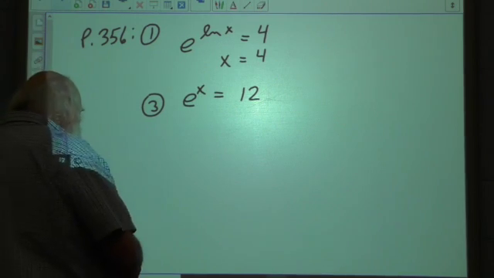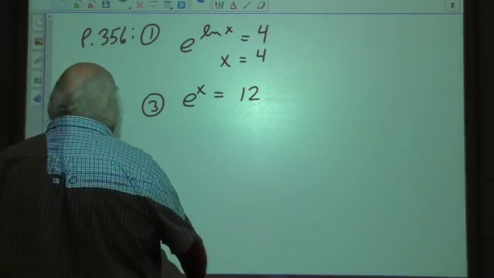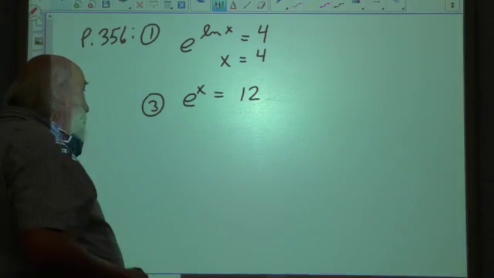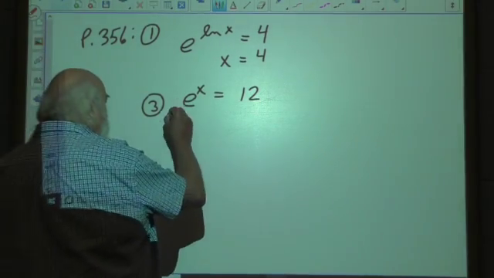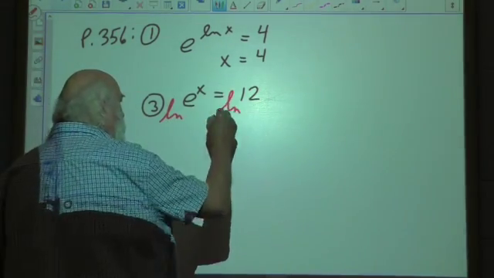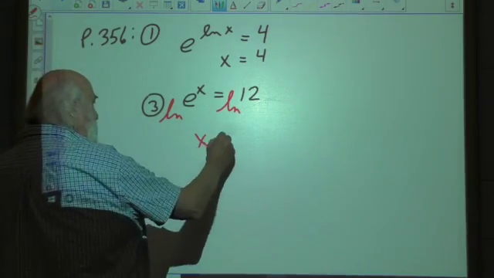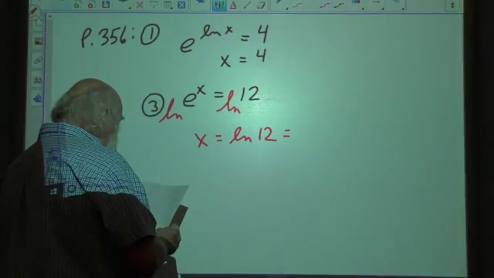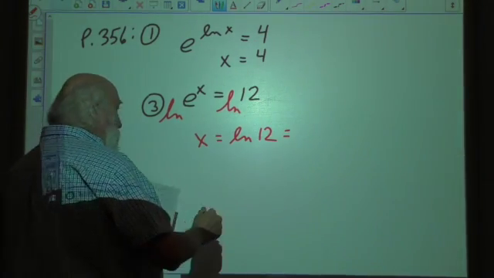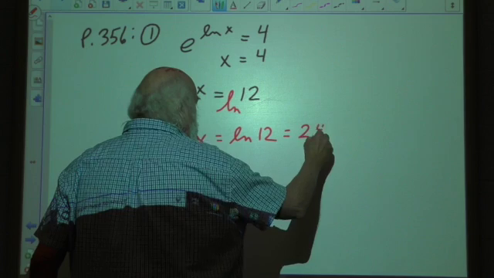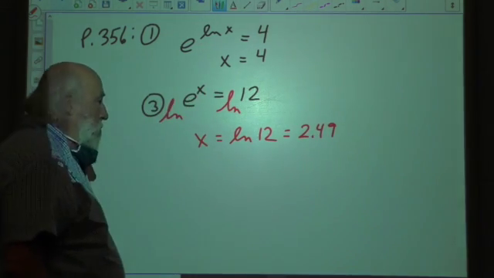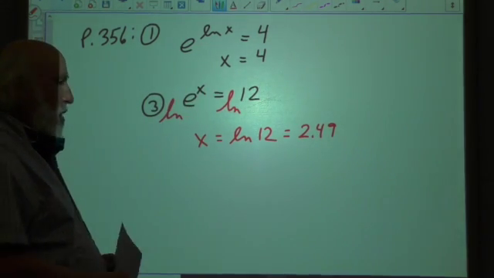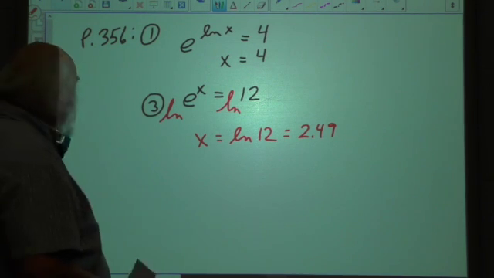In this one right here, we want to get rid of the e in the e to the x power, so we take the natural log of both sides. And this gives us x equals natural log of 12. And that value turns out to be 2.49. Just type out ln 12. You'll get that answer rounded. I like to use 3 significant figures.